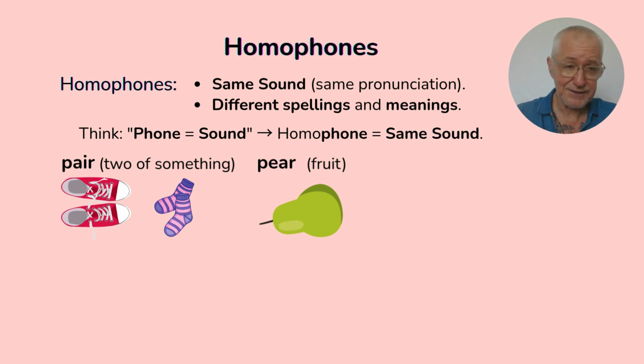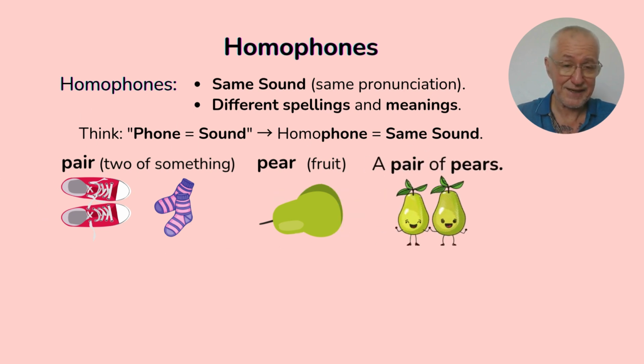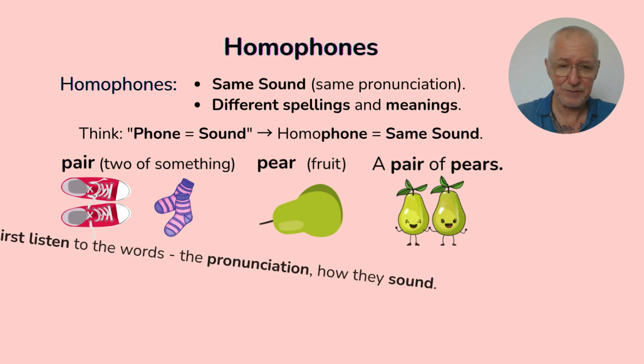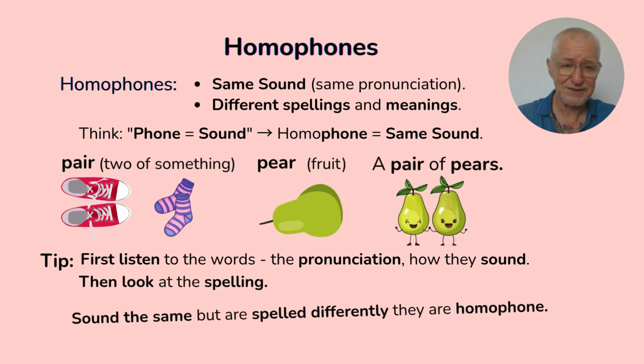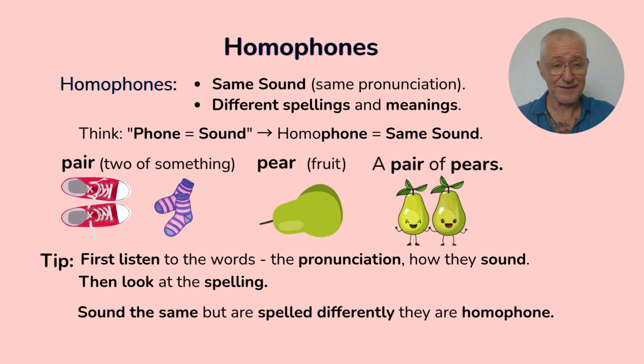These sound exactly the same, pair and pear, but they're spelt differently and have different meanings. A pair of pears means two pears. So our tip is, first, listen to the words, the pronunciation, how they sound. Then look at the spelling. If they sound the same but are spelt differently, then they're homophones.